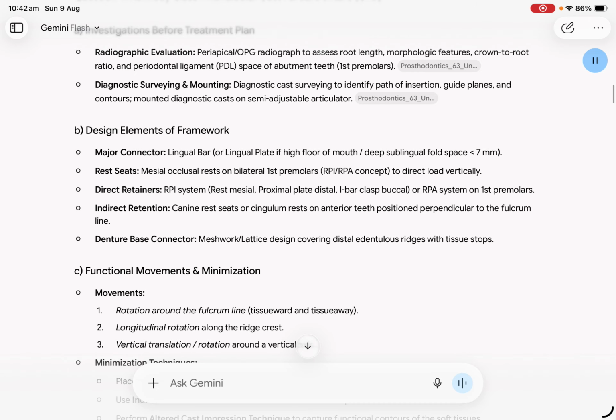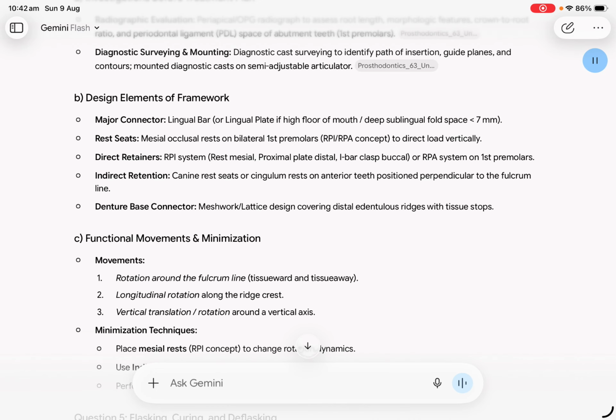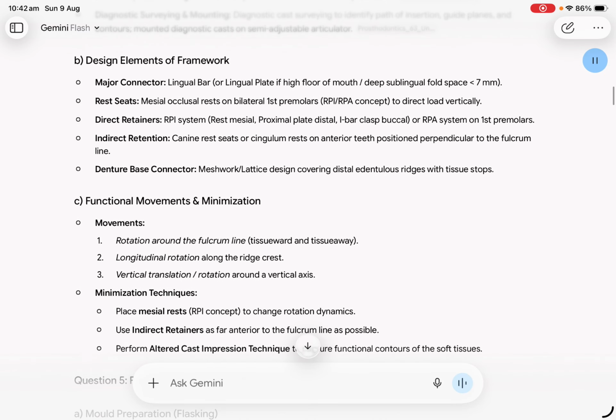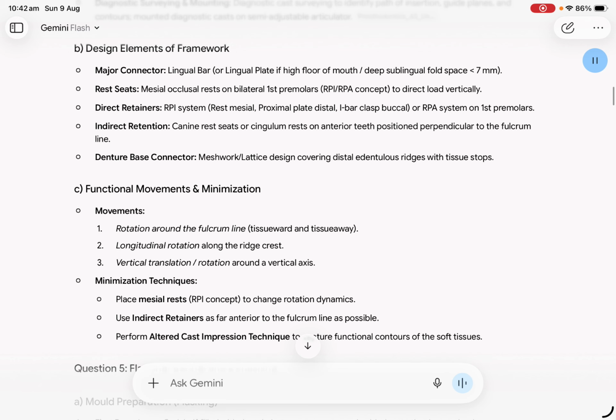B. Design elements of framework. Major connector: lingual bar, or lingual plate if high floor of mouth, deep sublingual fold space less than 7 mm. Rest seats: mesial occlusal rests on bilateral first premolars, RPI/RPA concept, to direct load vertically. Direct retainers: RPI system, rest mesial, proximal plate distal, I-bar clasp buccal, or RPA system on first premolars. Indirect retention: canine rest seats or cingulum rests on anterior teeth positioned perpendicular to the fulcrum line. Denture base connector: meshwork/lattice design covering distal edentulous ridges with tissue stops.